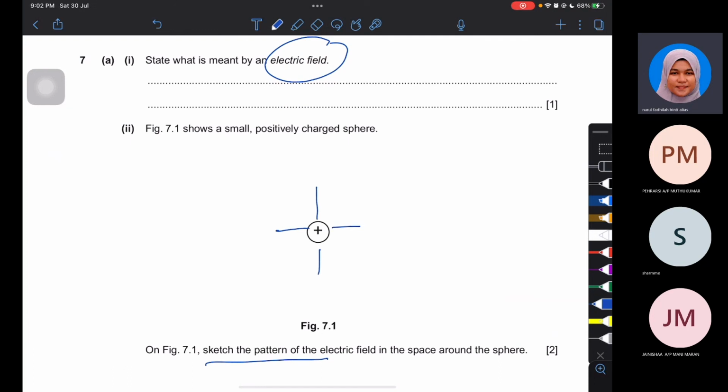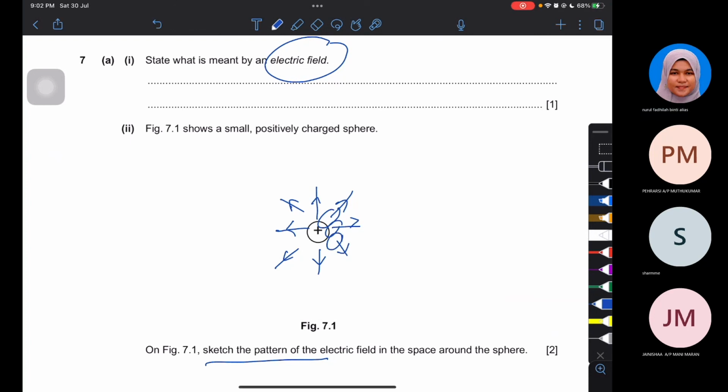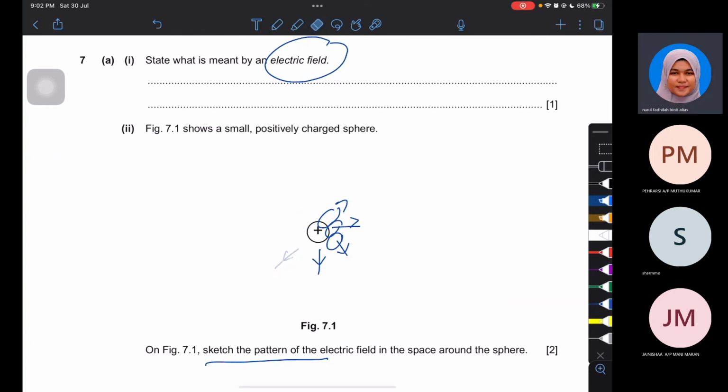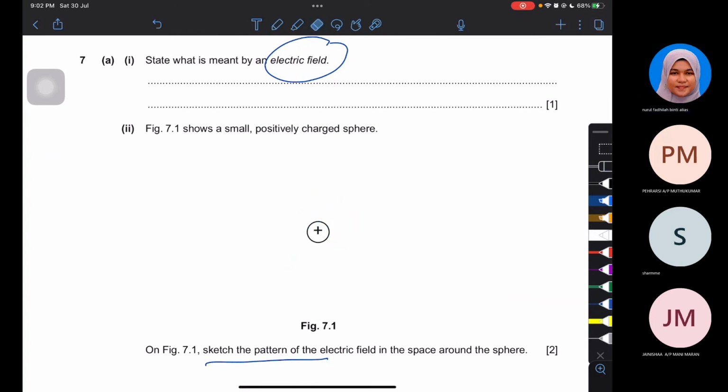Cuma kan, ada student dia suka buat macam ni. So ini, lepas tu walaupun dia buat anak panah macam ni, salah. Apa yang salah dia? Jarak dia jauh. So kita pastikan dia dekat je. Dia kena betul-betul touch the charge.